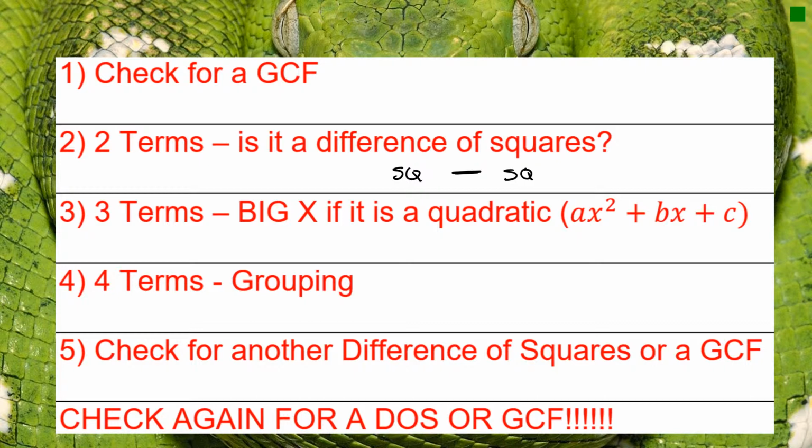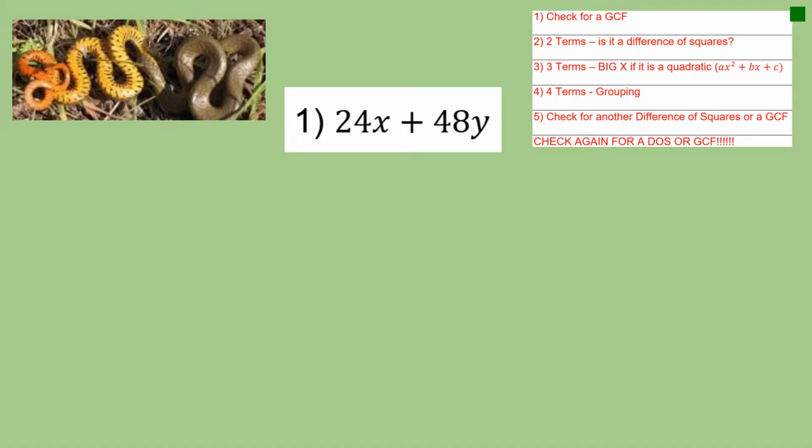Check for another difference of squares or a GCF. Check again for a DOS or a GCF. Double, triple, check, check, double, triple, double, triple, check, check.